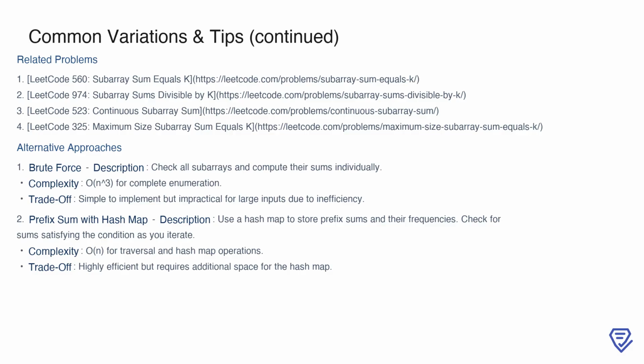When it comes to approaches, the brute force method involves checking all subarrays and calculating their sums individually. While this is simple to implement, it's inefficient with a complexity of O(n³), making it impractical for large inputs. A more efficient alternative is to use the prefix sum technique combined with a hash map. Here, you store prefix sums as you iterate through the array and check for sums that satisfy the condition. This approach has a complexity of O(n), balancing speed with a trade-off of additional space for the hash map.